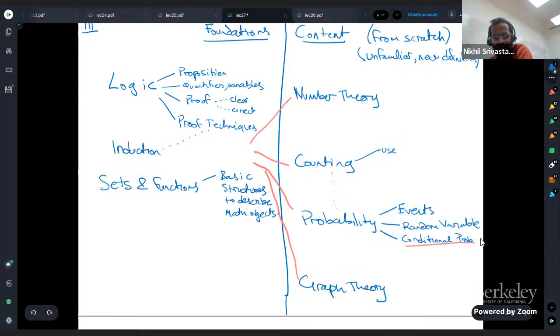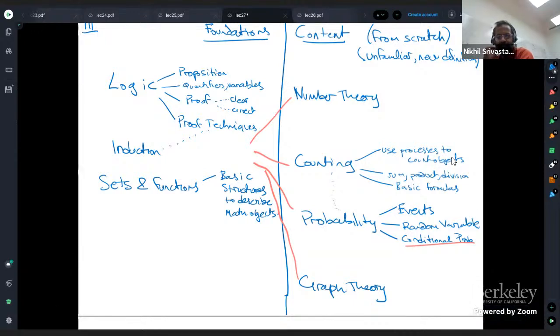And then there were some basic counting formulas, maybe four different formulas for permutations, combinations, et cetera. And the whole idea was to use this framework of processes and these different rules to break down complicated situations into simpler ones. And in probability, the whole point is to use this formalism of random variables, conditional probability, and events to break down complicated events and expectations into simpler ones.